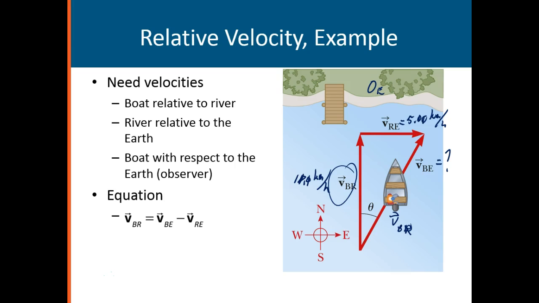Determine the magnitude and the direction of the boat's velocity with respect to the observer on the riverbank. So let's go for magnitude first. Now, very fortunate here. Why? The boat's heading due north relative to the water, and the water's running due east relative to the earth. So this is a 90-degree angle. That helps us big time in determining the magnitude of the velocity of the boat relative to the earth.